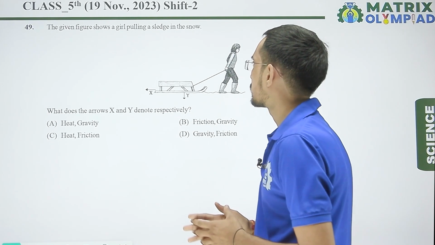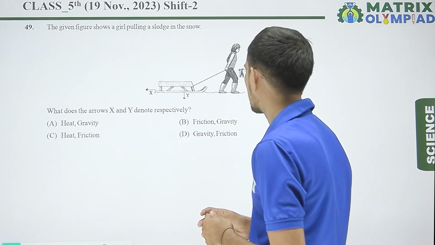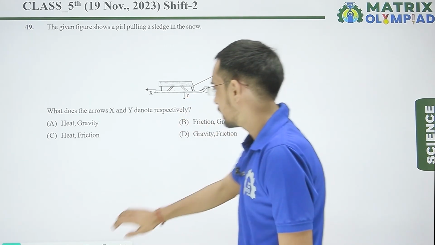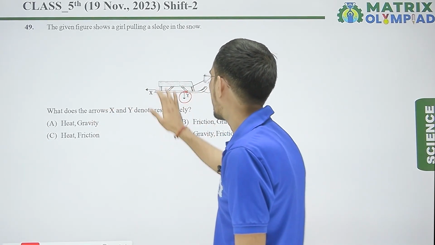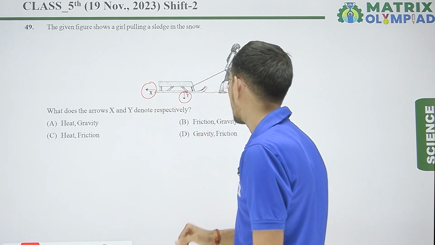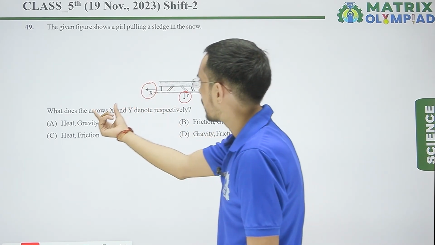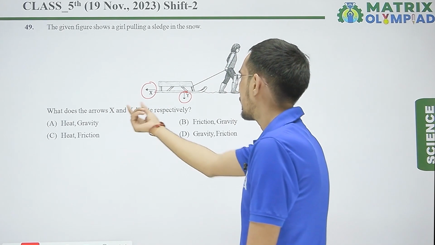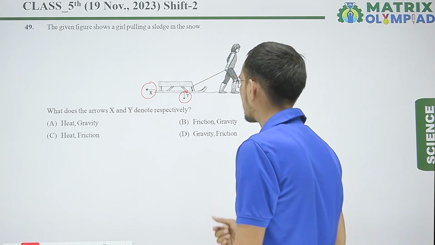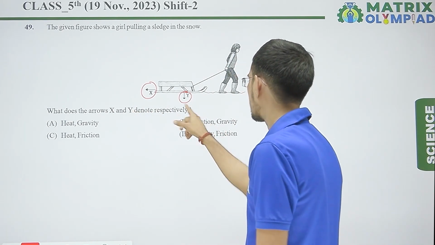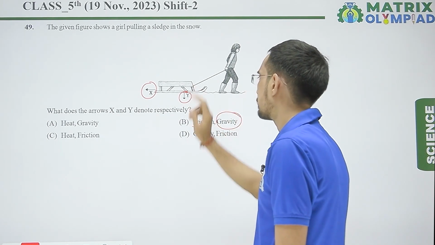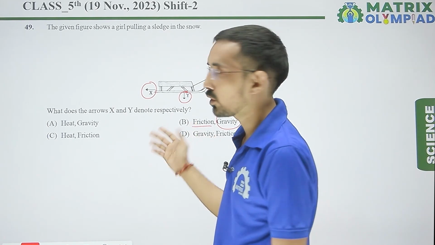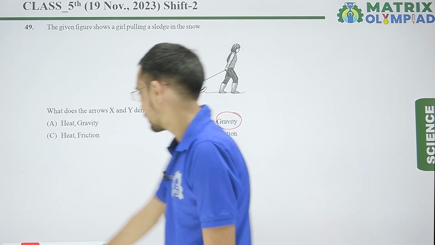The given figure shows a girl pulling a sledge in the snow. Y is known as gravity, and the other will be known as friction. What do the arrows X and Y denote respectively? X is representing the friction and gravity is represented by the Y. So our correct option will be option B. Next question.